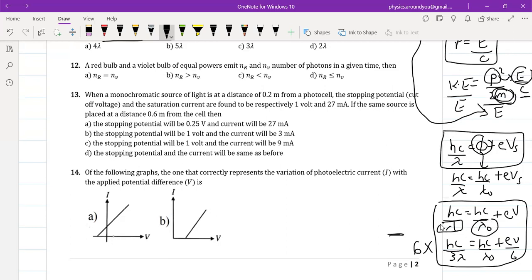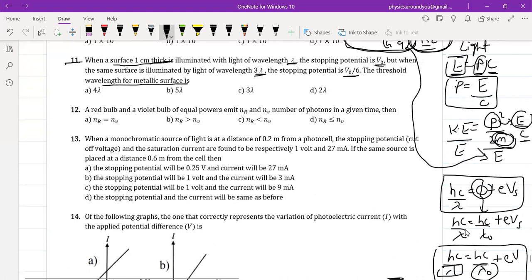First, you need to choose the appropriate form of the photoelectric equation, hc by lambda equals hc by lambda naught plus eVs. Then put V for lambda and V by 6 for 3 lambda, and then you have it. You eliminate eV, we don't need V in the setting. So eliminate eV by multiplying the second equation with 6, subtracting the two equations, and you get lambda naught in terms of lambda. That would be question number 11.